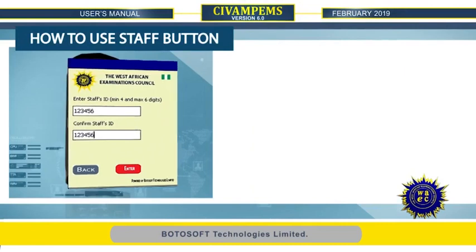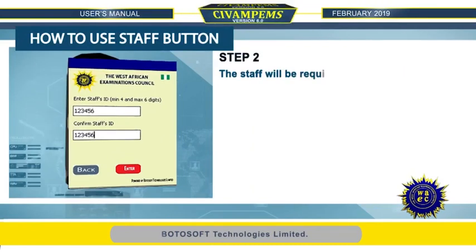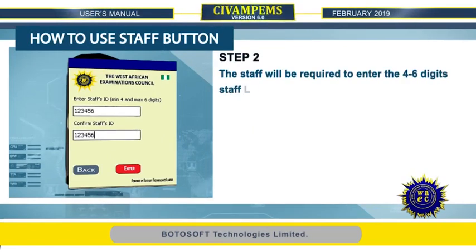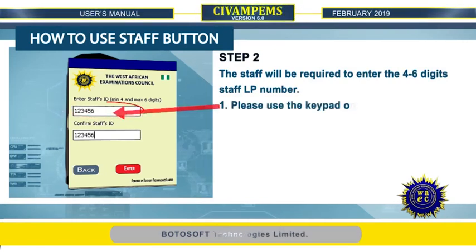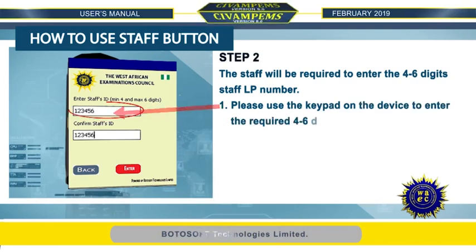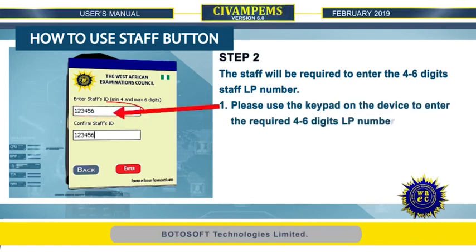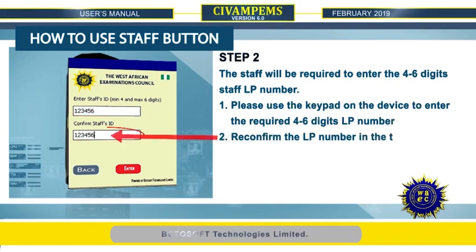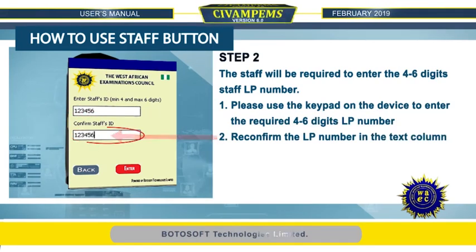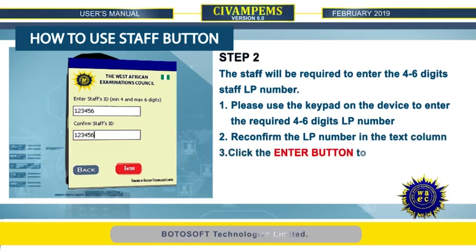Step 2. The staff will be required to enter the 4 to 6 digits staff LP number. Please use the keypad on the device to enter the required 4 to 6 digits LP number. Reconfirm the LP number in the text column. Click the Enter button to proceed.